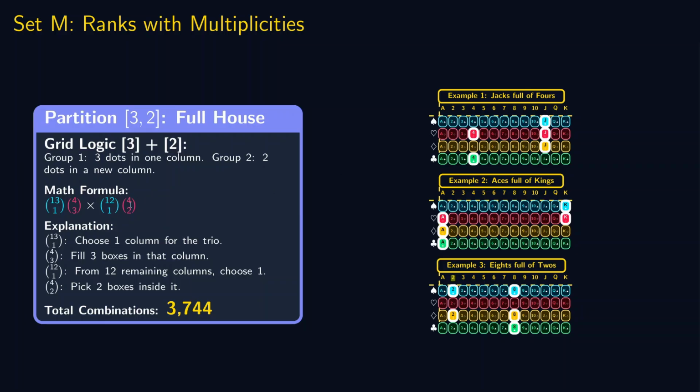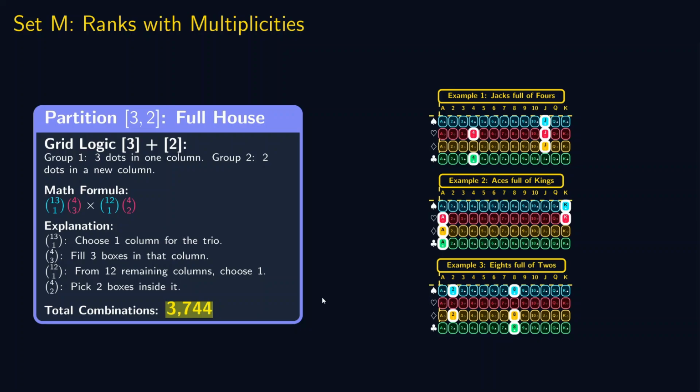For the second group, the pair column, we have already used 1 column, leaving 12. We choose 1 of them, so we write 12 choose 1. Within that column, we choose 2 boxes from 4, so we write 4 choose 2. 4 choose 2 equals 6, because there are 6 ways to pick 2 items from a group of 4. The second part is 12 multiplied by 6, which equals 72. Multiplying both parts together, we get 52 multiplied by 72, which equals 3,744. There are exactly 3,744 full house hands in the deck.